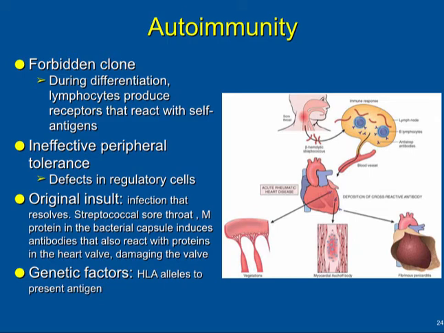Original insult, another example would be, like I mentioned before, strep throat. There is an M protein on that bacterial capsule that induces antibodies that also react with proteins in the heart. So I'm sure you've heard of things like rheumatic heart or rheumatic fever, and valvular damage. We talk about that after a strep infection. The thought is it's linked to these M proteins on that bacteria, and it reacts also with the proteins on that heart valve. So essentially they can end up with damage to that valve in the heart. And this is essentially how it occurs.